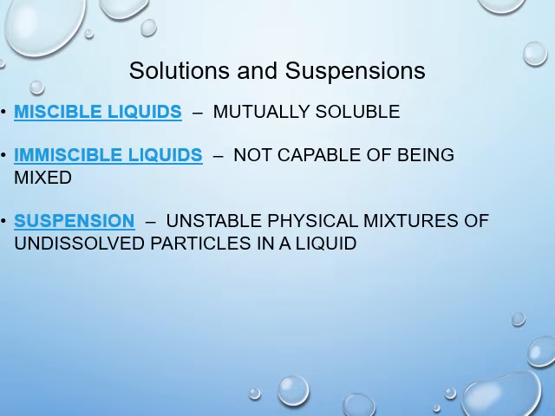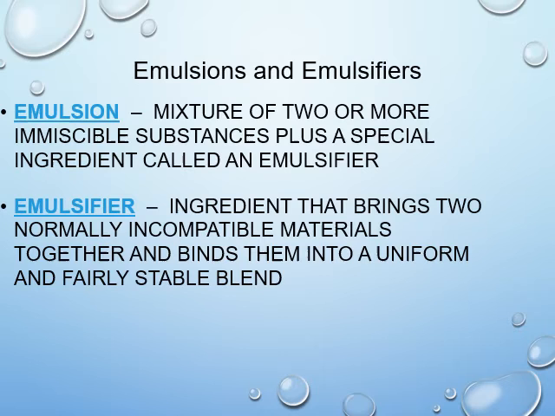Miscible liquids are mutually soluble. Immiscible liquids are not capable of being mixed. A suspension is an unstable physical mixture of undissolved particles in a liquid. An emulsion is a mixture of two or more immiscible substances plus a special ingredient called an emulsifier. An emulsifier is an ingredient that brings two normally incompatible materials together and binds them into a uniform and fairly stable blend.